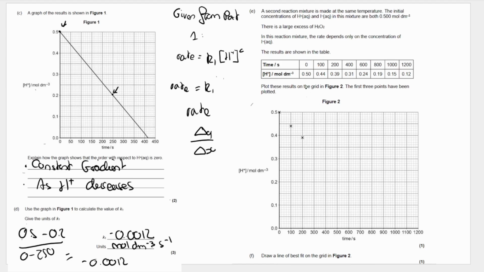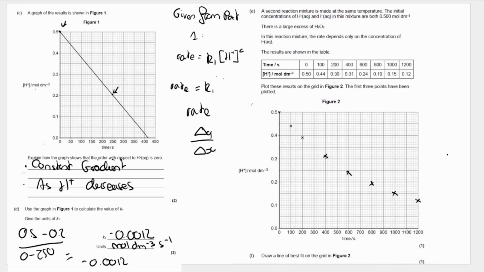So they've given us our first 2 points here. We've got 200 and we've got 100, our first 3 points, sorry. So now we'll go to 400, 0.31 and 600, which is 0.24, and that's there. And 800, which is 0.19, and that is there. 1000, which is 0.15, and 1200, which is 0.12.